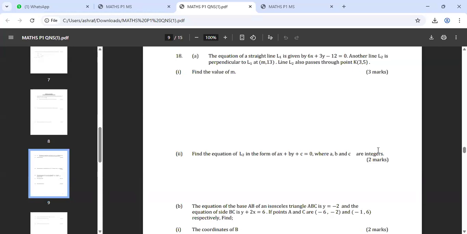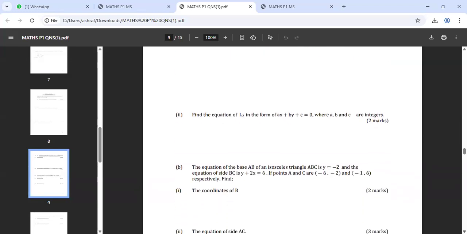Okay, so the second part of the question. APPS, your mic is still on. Okay. So the second part of the question, you have to find the equation of L2 in the form ax plus by plus c is equals to 0, where a, b, and c are integers. So we know the gradient is a half, and we have a point. We actually have 2 points on the line. Let's find the equation of the line.